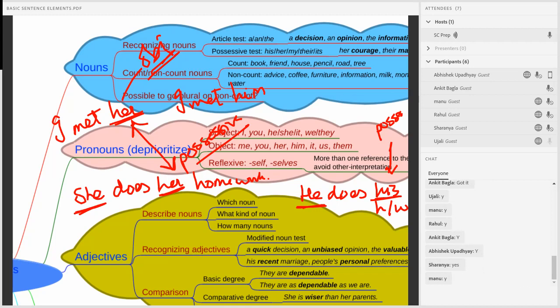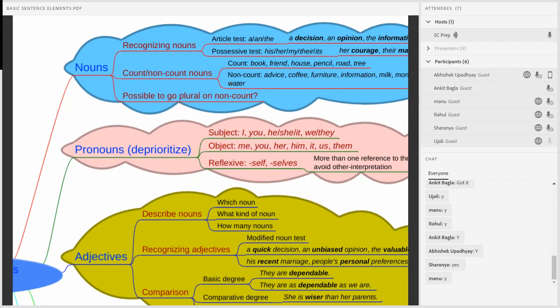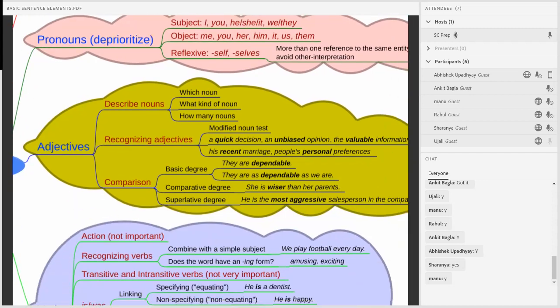The last one is reflexive. It's called reflexive. Don't waste any time remembering this word. Basically, we're saying that there is a self or selves form of a pronoun. But as I said, pronouns are completely deprioritized right now. Naming the pronouns is usually not important. It will come in handy in just maybe a couple of things. You can always take a look at this later on in your prep. You don't need it at the beginning of your prep.